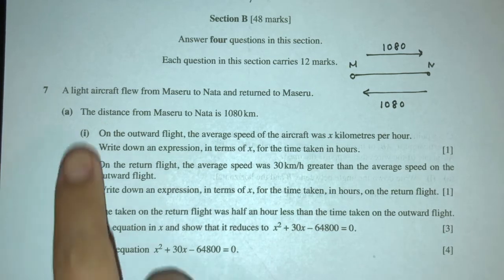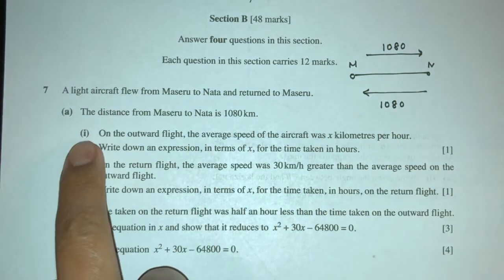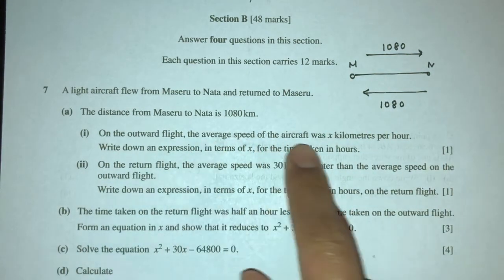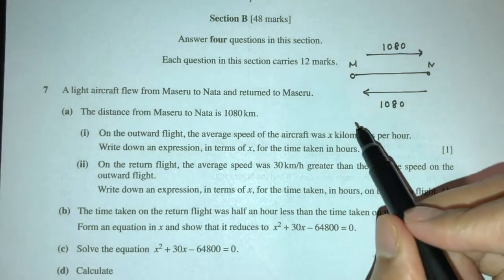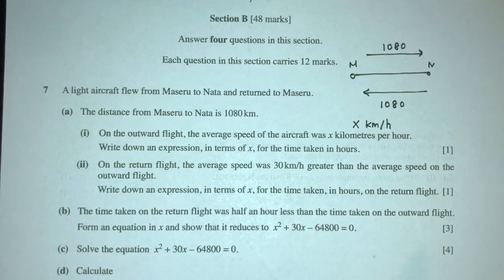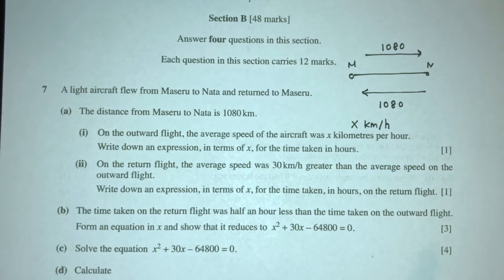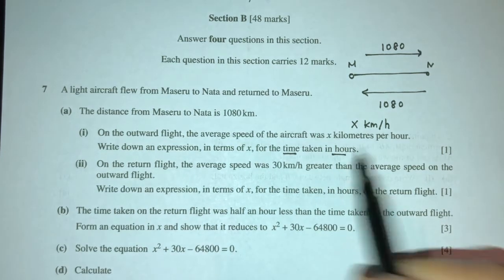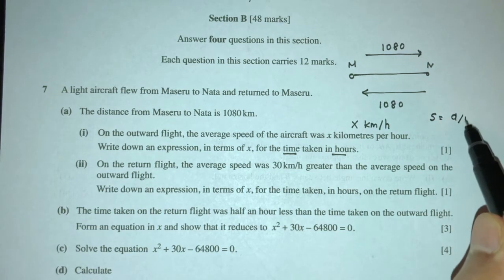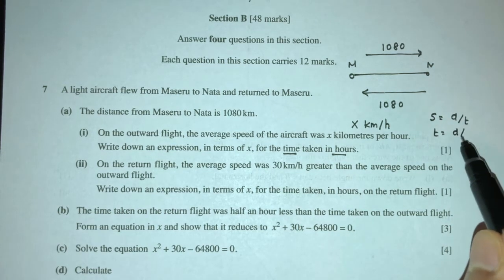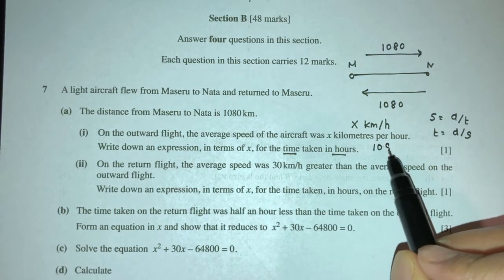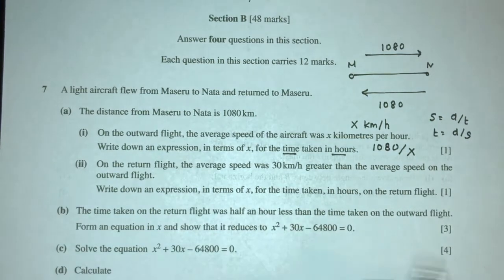Now part A, the distance is this, good. Now part 1, on the outward flight, outward means from this to this, the average speed of the aircraft was x km per hour. Now first question, write down the expression in terms of x for the time taken in hours. As you guys know by now, the formula for speed is distance by time. Time will be distance divided by speed. So here, distance is 1080 divided by x. That will be your first answer.